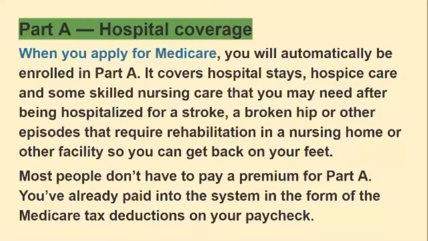Okay, so Part A is hospital coverage. When you apply for Medicare, you will automatically be enrolled in Part A. It covers hospital stays, hospice care, and some skilled nursing care that you may need after being hospitalized for a stroke, a broken hip, or other episodes that require rehabilitation in a nursing home or other facilities so you can get back on your feet. Most people don't have to pay a premium for Part A. You've already paid into the system in the form of Medicare tax deductions on your paycheck. That's why you have to be 65 to get Medicare Part A.